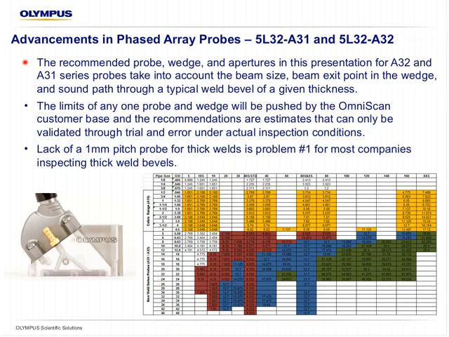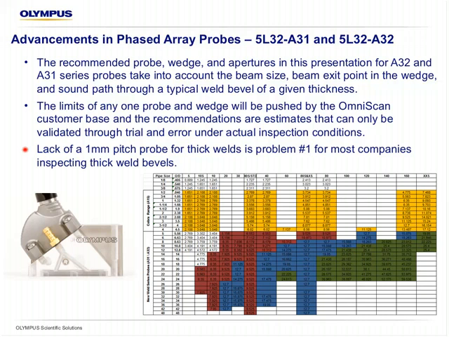The A32 and A31 weld series probes take into account the beam size, the beam exit point in the wedge, and, on typical welds, the sound pass through a typical weld of a given thickness. The limits of any one probe and wedge will be pushed by the OmniScan customer base, and the recommendations are estimates that can only be validated through trial and error under actual inspection conditions.